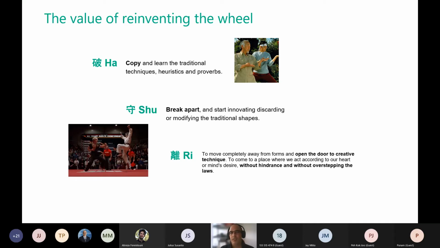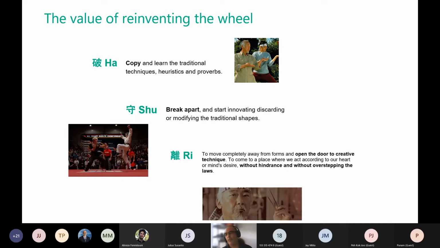And after some time in Shu, you move on to Ri, where you completely move away from forms and open the door to creative technique and come to a place where we act according to our heart or mind's desire without hindrance and without overstepping the law. And then you become Mr. Miyagi. And that is the value of reinventing the wheel.